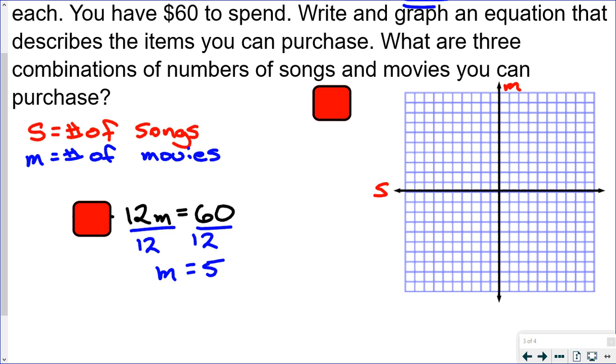Now let's rewrite the equation. S plus 12M equals 60, and let's find where it crosses the S axis. And so that's at S equals 60.